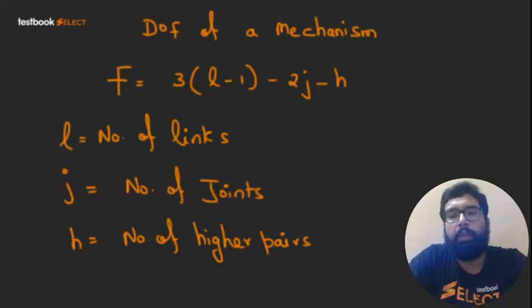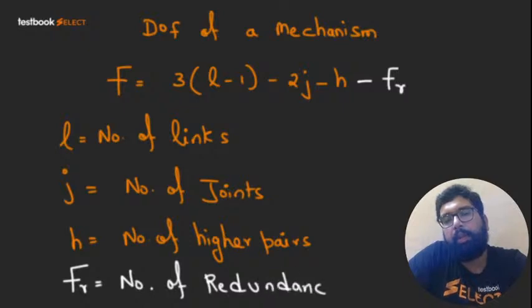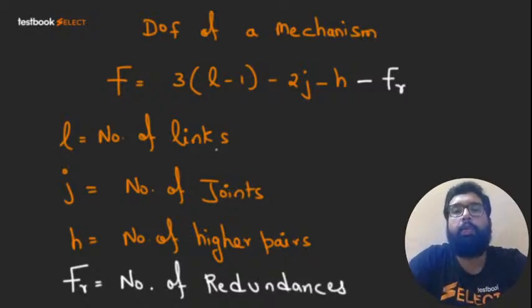Now I want to change this relation a bit. I'll be adding one more thing, that is F_R. F_R is the number of redundancies. Now, what do you mean by this F_R, the number of redundancies?